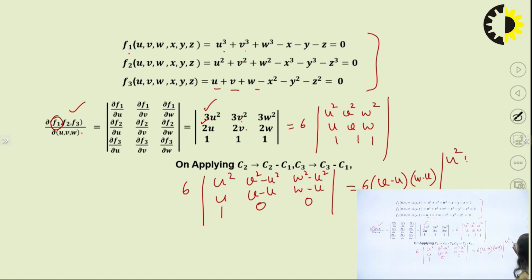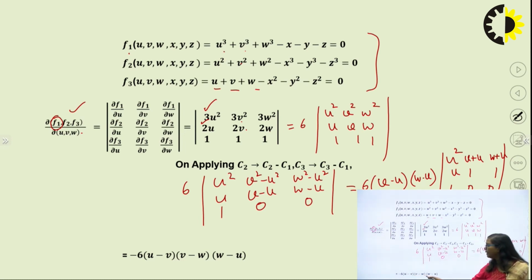This is u, v plus u, this will become w plus u, and this is u 1 1 and 1 0 0. And last, similar to the last part, we expanded by the last row. When we expanded by the last row, what do we get? Like the same as we have done in the last part. Finally, we get the value minus 6, u minus v, v minus w, and w minus u.